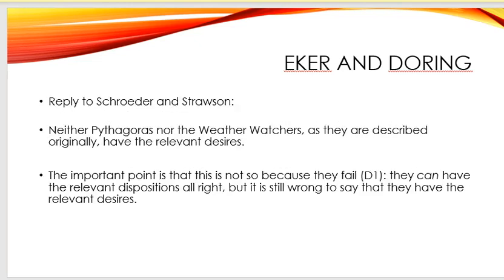So what is Ecker and Doring's reply to Schroeder and Strawson? They claim that neither Pythagoras nor the Weather Watchers, as described originally, have the relevant desires. The important point is that this is not so because they fail D1. So they don't meet the conditions that D1 sets out. They can have the relevant dispositions, but it is still wrong to say that they have the relevant desires.